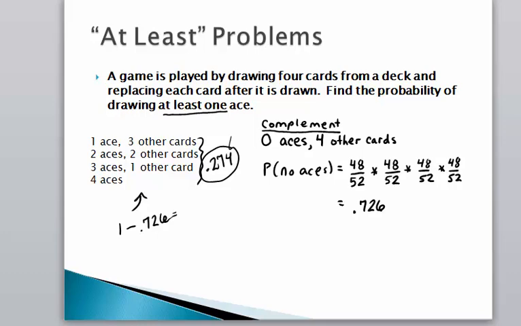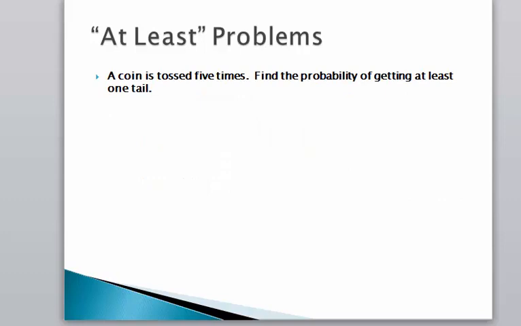So let's go ahead and try it one more time. Our next example says that a coin is tossed 5 times. Find the probability of getting, and again, we are told, at least 1 tail.